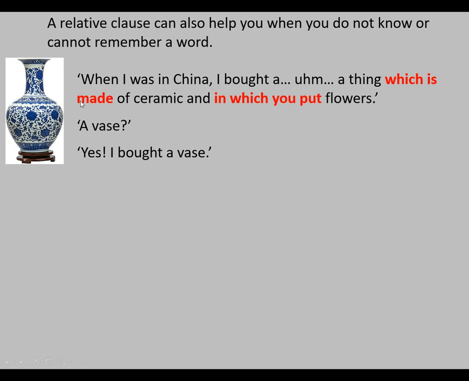So, in this example, you don't remember the word, but you can explain this word with relative clauses. So it's a thing, right? It's an object, it's a thing, which is made of ceramic and in which you put flowers.